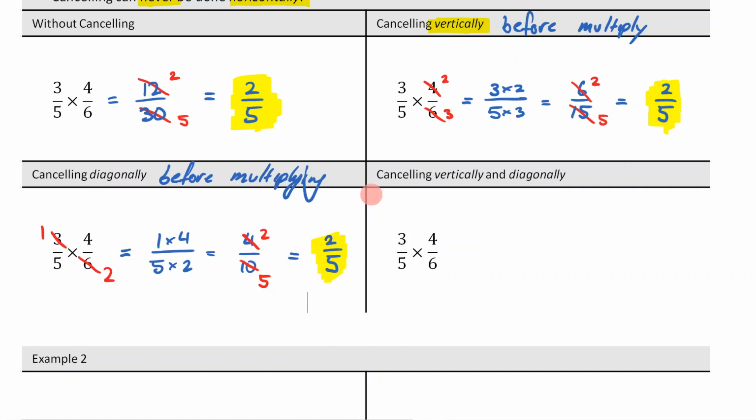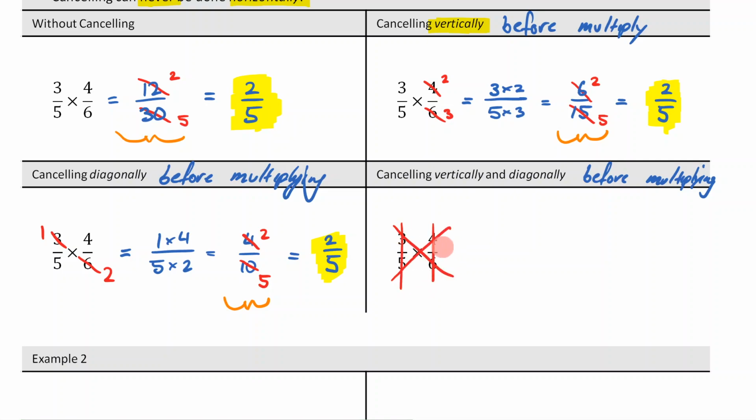But now what we're going to do is move over here, same question again. We're going to cancel vertically and diagonally before multiplying this time. So we're not just going to cancel vertically, we're not just going to cancel diagonally, we're going to do both. And what you're going to find is that we're not going to have this canceling step right here. That's going to go away. So where we had to cancel here, that's going to go away if we do it all at once. So what do I mean? I'm going to cancel vertically and diagonally.